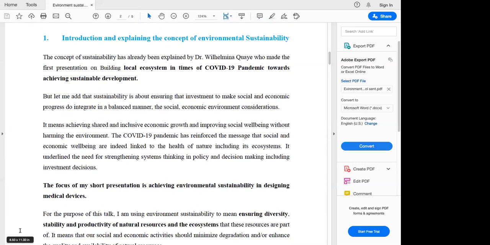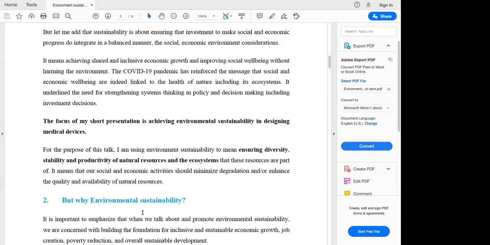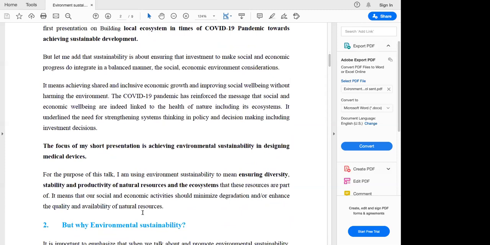Okay. So I was hoping that my colleague, Dr. Quaye, will have already made a presentation on the local ecosystem in terms of COVID pandemic towards achieving sustainable development, in which he would have been able to introduce to you the concept of sustainability. But nevertheless, I think in my presentation, you can see that I would like to add that sustainability is largely about ensuring that investments to make social economic progress do integrate in a balanced manner the social, economic, and environment considerations. In simple terms, it means that achieving shared and inclusive economic growth and improving social well-being without harming the environment. And many of you are aware that the pandemic has been actually a very good teacher for us.